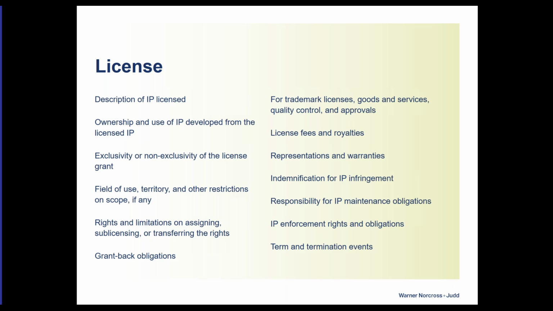For trademark licenses, you look at goods and services, quality control, and approvals. You want to make sure that whoever is then assigned your trademark license is utilizing it in the best way, in a way that's defined in the agreement. You also can define license fees and royalties, reps and warranties, and indemnification for IP infringement. And terms and termination are always included in the license agreement, even if it's perpetual.